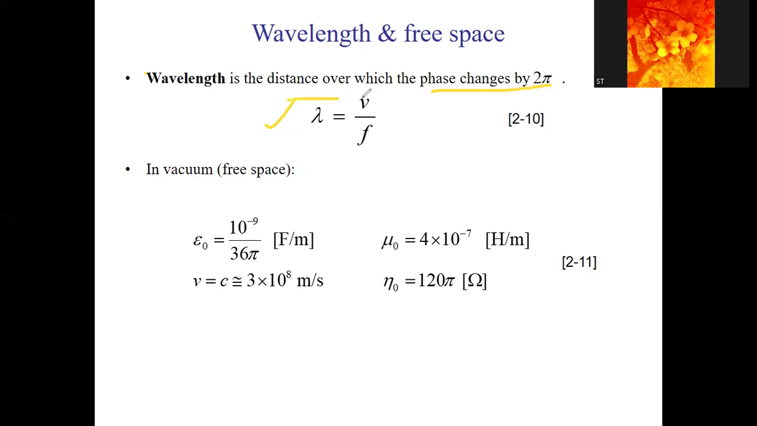So here the first thing that you must remember is that lambda is equal to V by F. And in free space, the velocity of light is 3 into 10 to the power 8 meters per second. These are the constants.